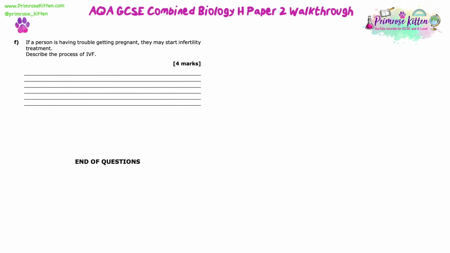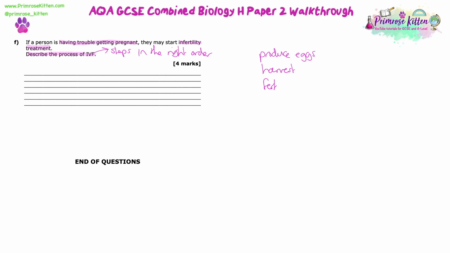Okay, so part F. If a person is having trouble getting pregnant, they may start infertility treatment. Describe the process of IVF. So IVF, in vitro fertilisation. Describing the process, as we've already said, means doing the steps in the right order and making sure we talk through the detail of what happens in each step. We're not being asked to explain why here, so we're just describing what happens. So I would quickly jot down the main steps of IVF so we make sure we cover them all and we write it out in full.